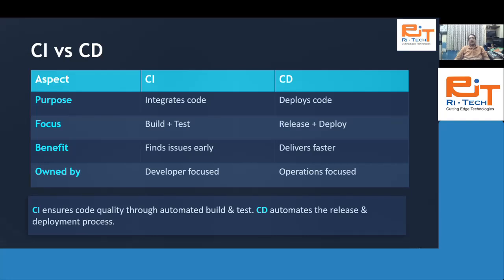Now, this becomes very important if you have a microservices-based application. In a microservices-based application, integrating and deploying the application manually is very challenging. There will be hundreds of services, and different developers with different skill sets can build those services and commit them inside your application. The benefit of CI is that it finds issues early. CD delivers faster.